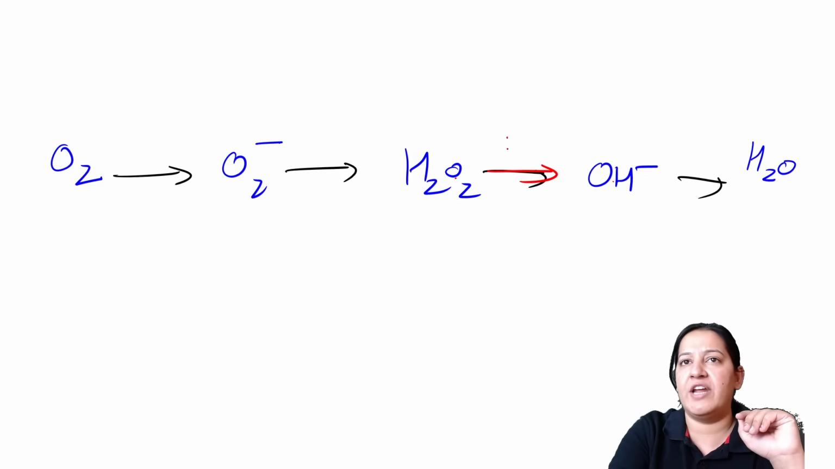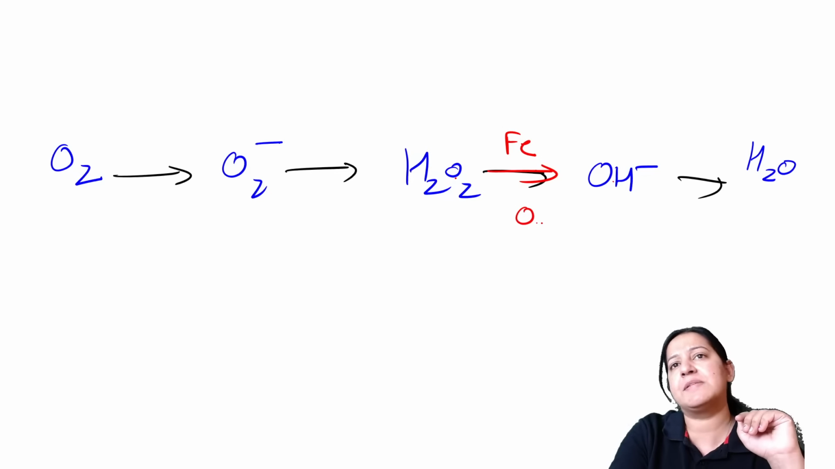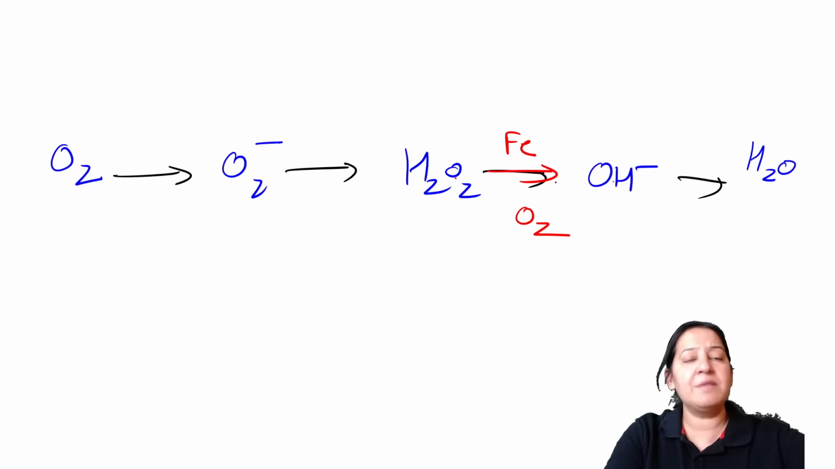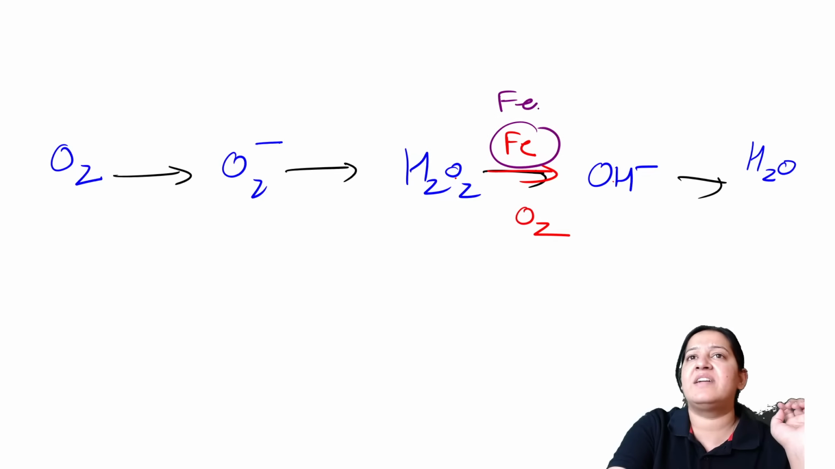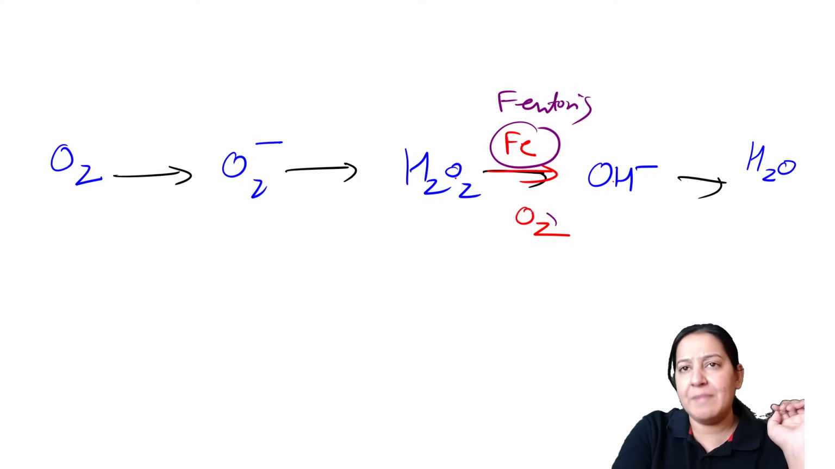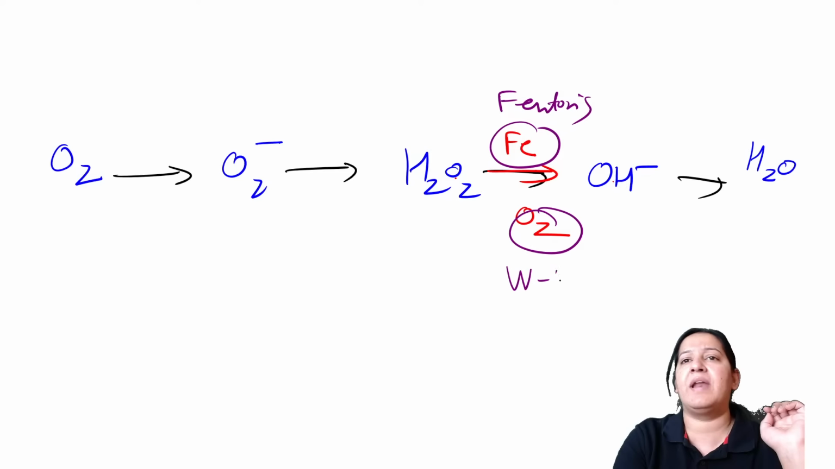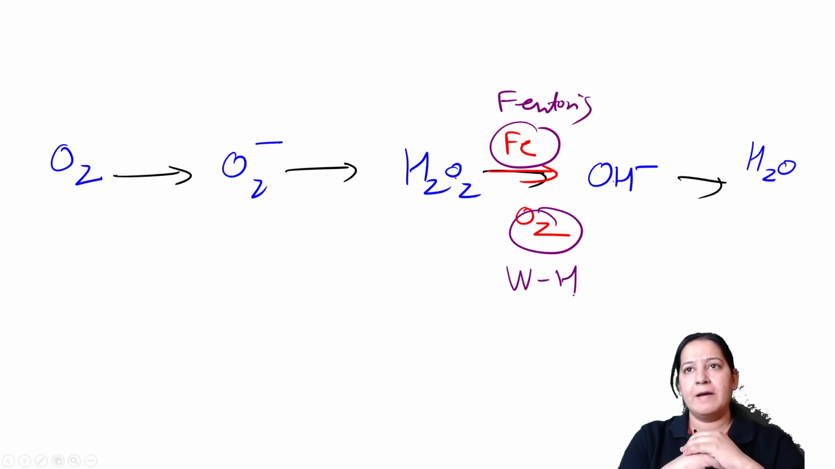H2O2 to OH conversion, if it takes place in presence of iron, it is known as Fenton reaction. If it takes place in presence of oxygen, it is known as Haber-Weiss reaction. Give me a thumbs up.